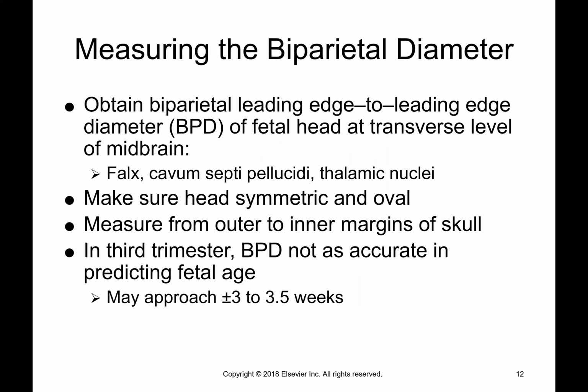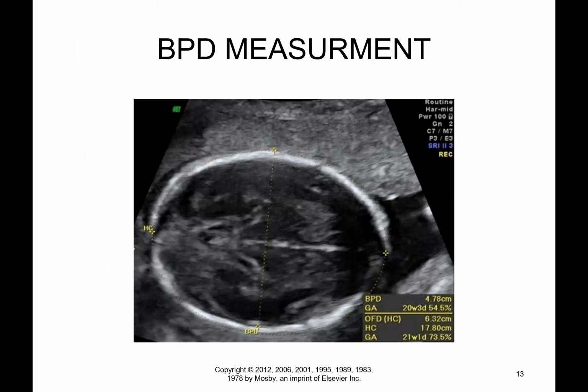So this is what we're going to work on in lab later, you guys learning how to measure the baby. So first thing we're going to do is obtain the biparietal leading edge to leading edge diameter of the head at a transverse level. So these are going to be your landmarks: the falx, the cavum septum pellucida, and the thalamus. You want to make sure the head is symmetric and oval, and you measure from the outer to the inner margins of the skull. Now that's really important. So you measure from the outer skull to the inner skull. In the third trimester, the BPD is not as accurate in predicting fetal age, but in the second trimester it is.